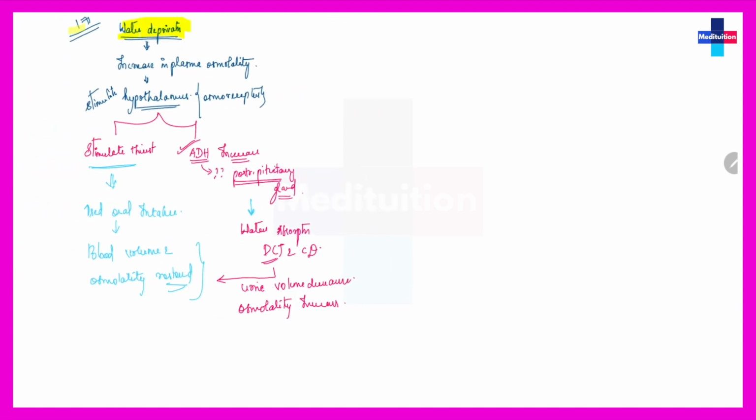Okay, that is the first one. If I am speaking about the second case, what can happen? There will be more intake. You are drinking too much water, so there is increased water intake. So what can happen? First, plasma osmolarity will be decreased. These two are always vice versa. So what happens? Decrease in plasma osmolality.